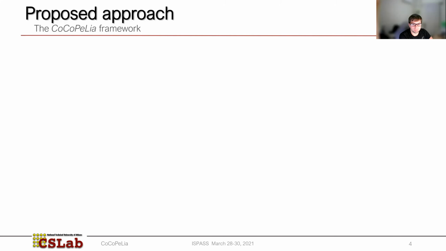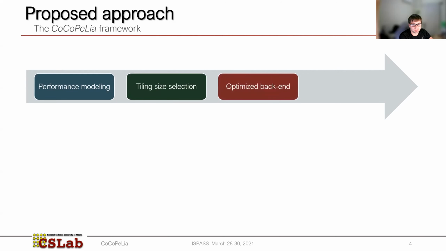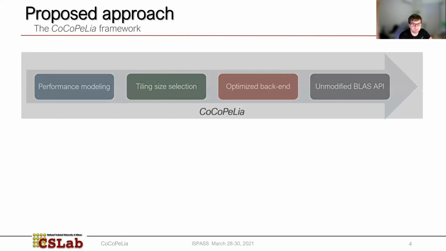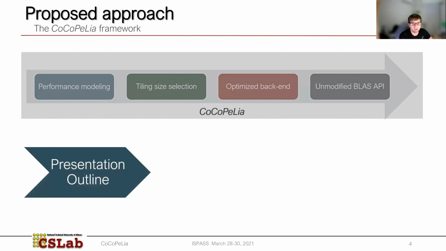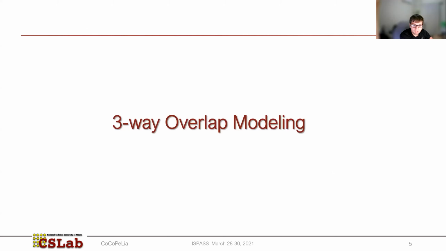Our proposed approach is a framework called CoCoPeLia, which couples performance modeling, automatic runtime tiling size selection, an optimized backend, and the unmodified BLAS API to the user. Our presentation outline is the following. First, we go into more detail on three-way communication-computation overlap modeling. Then we describe the proposed end-to-end CoCoPeLia framework and its components. And finally, we evaluate our approach.